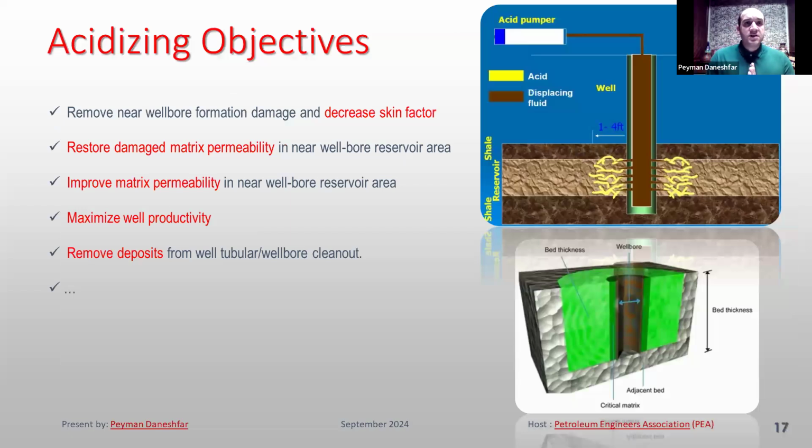What is the acidizing objective? Remove the near wellbore formation damages to decrease our skin factor. Restore damaged matrix permeability in sandstone formations. Improve matrix permeability in carbonate formations, and maximize the well productivity. How? By decreasing the skin factor, by increasing the wellbore radius, and also removing deposits from the tubular or wellbore for cleanout.